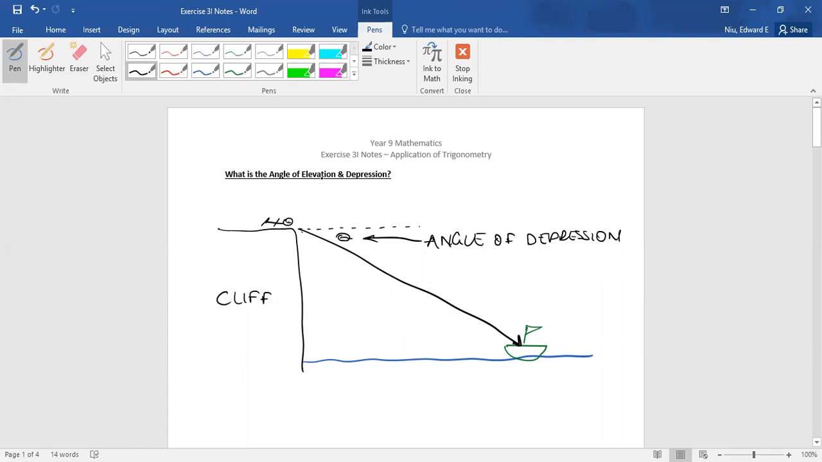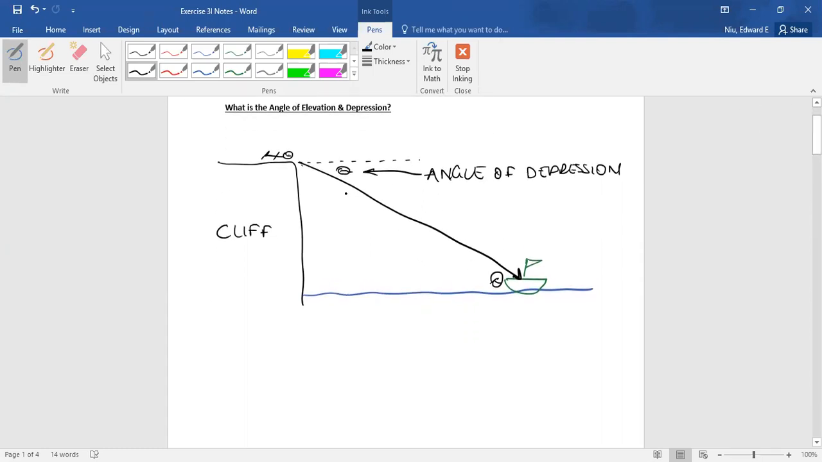The angle of elevation, on the other hand, is this angle in here. What you'll notice is they're both represented by theta, implying the angle of depression and the angle of elevation will also be the same. So this here is the angle of elevation.